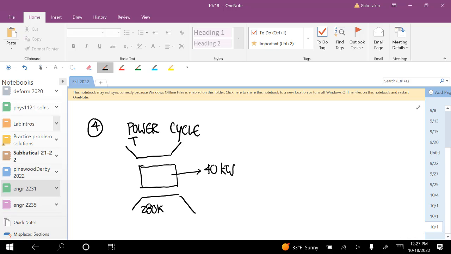And we know that it rejects 1,000 kilojoules per minute of energy to the cold reservoir. Well, everything else we're doing is in kilowatts, so we'd like to express that in kilowatts. So divide 1,000 kilojoules per minute by 60 to give you kilojoules per second. That's kilowatts. And that is 16.6 repeating kilowatts.